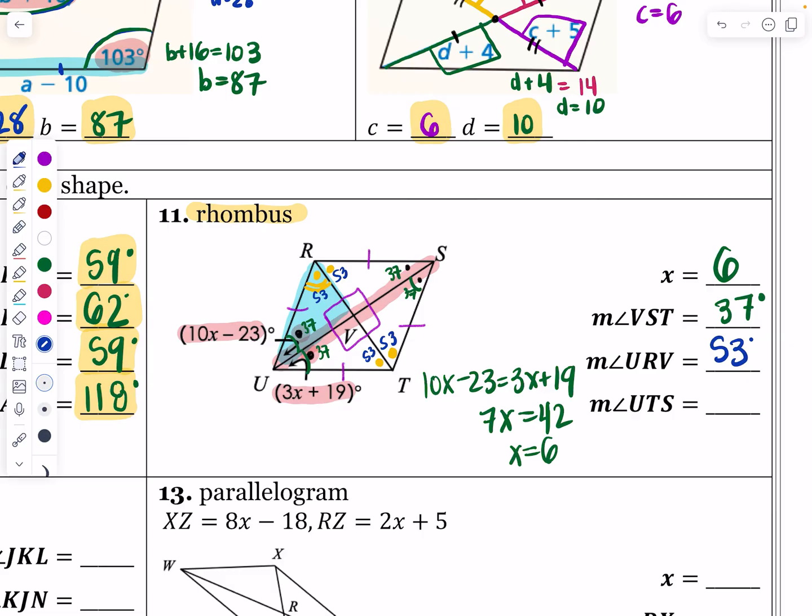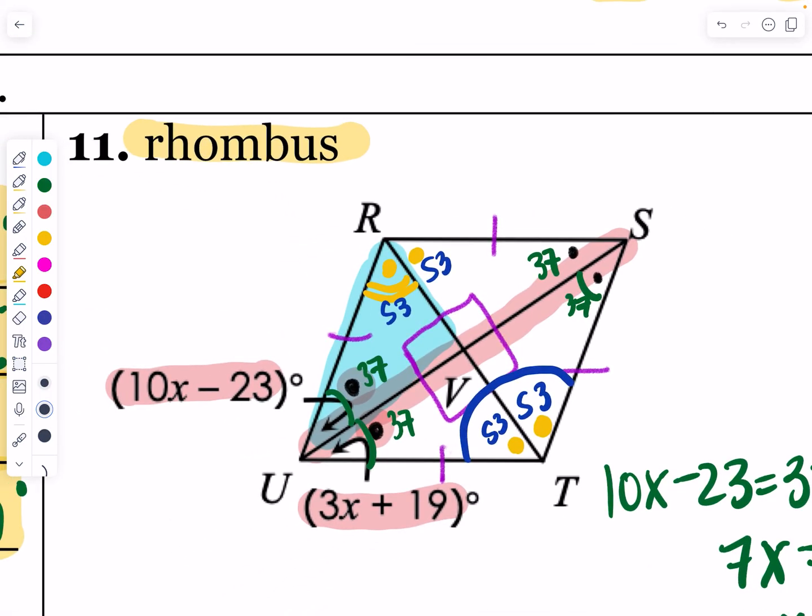So what is U to T to S? That is both of these 53s. U to T to S is this whole thing. That's going to be 53 plus 53, which is 106 degrees. So now I've got all 4 of these answers. Again, they could have asked me for more, but those are the ones that they specified. But now I've got every single angle in this picture possible.